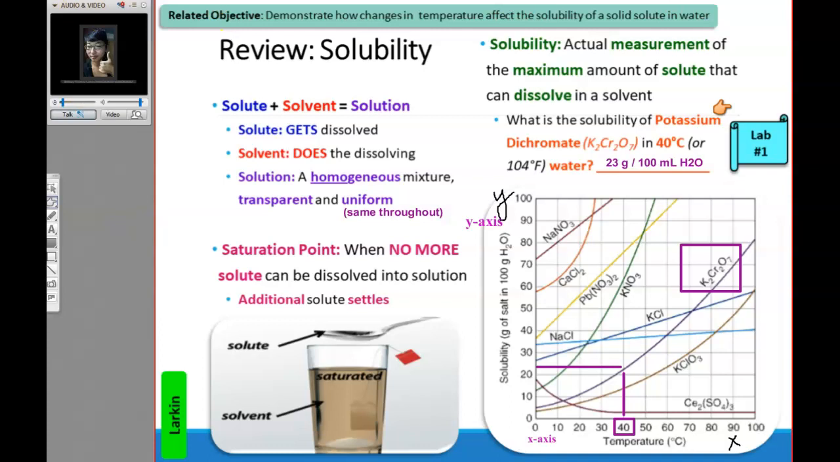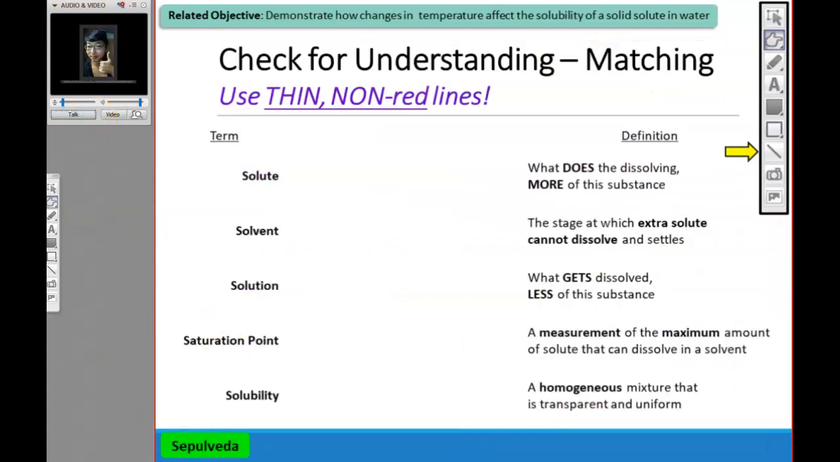All right, let's go ahead and keep on moving. Let's go back to our wonderful matching here. We have the terms solute, solvent, solution, saturation point, and solubility. I want you to define these. I'm going to give you about 20 seconds.